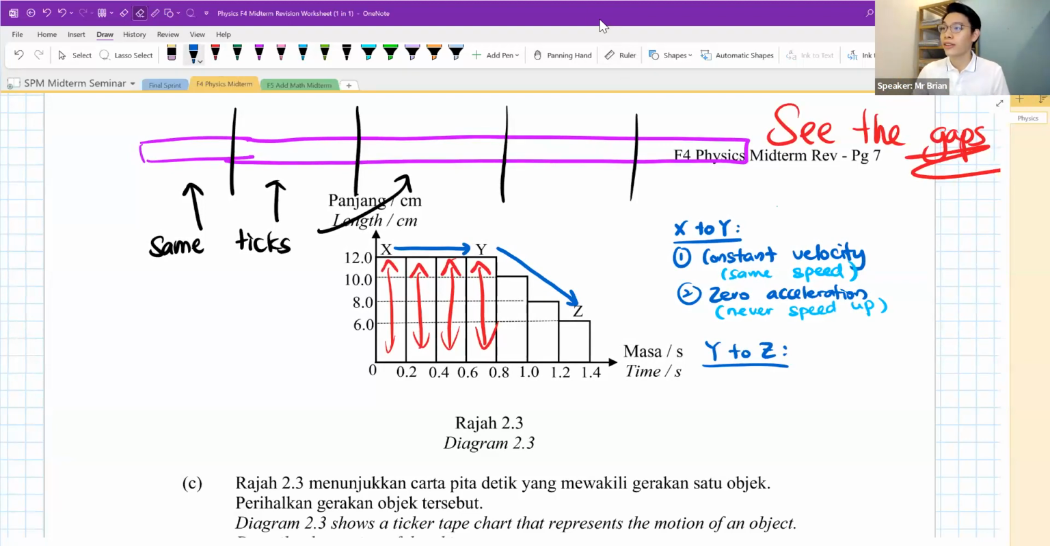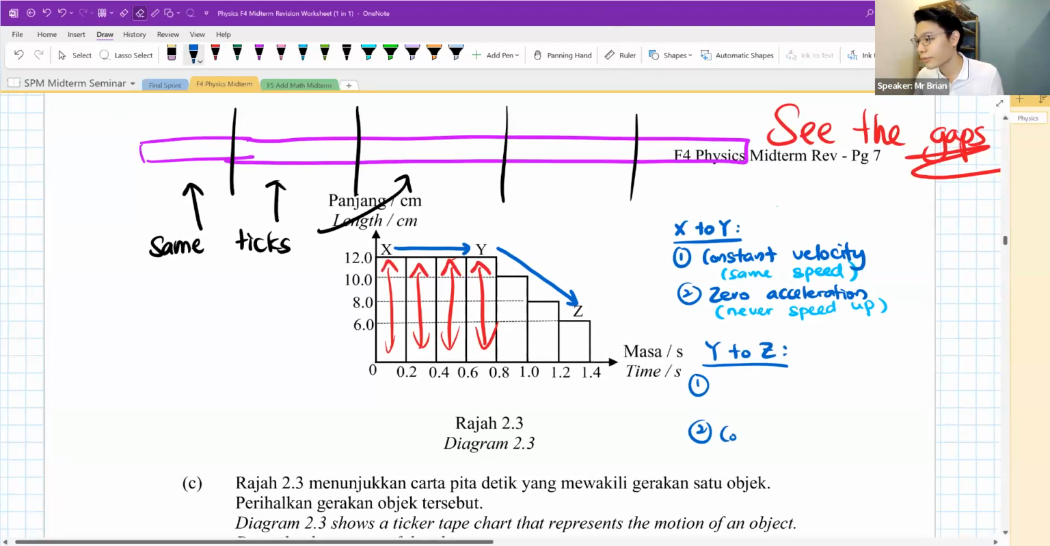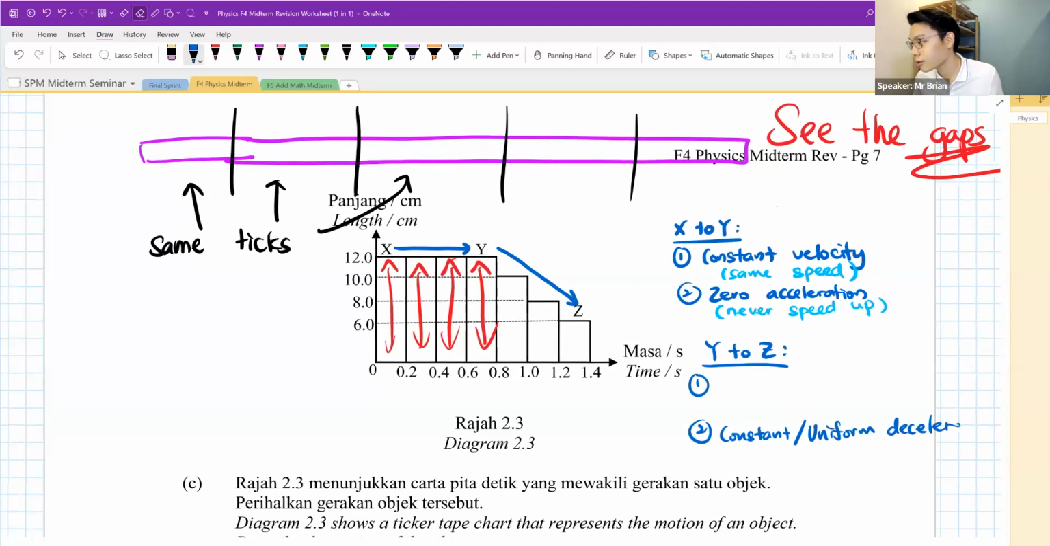This one you all want to try or not? Constant deceleration. Very good. Well done. Constant or uniform is the same meaning, which means slow down constantly.